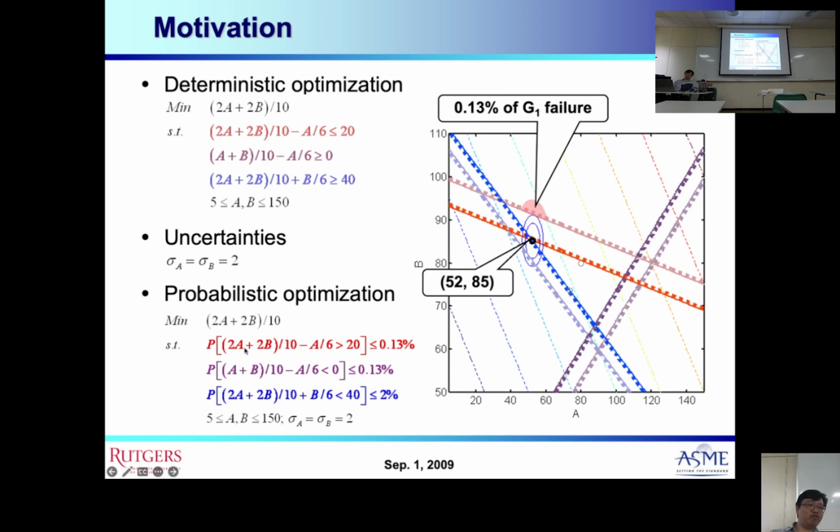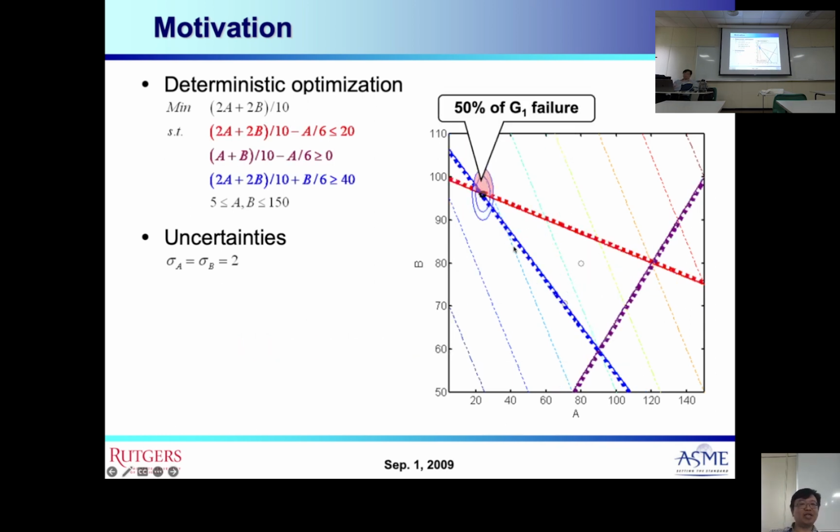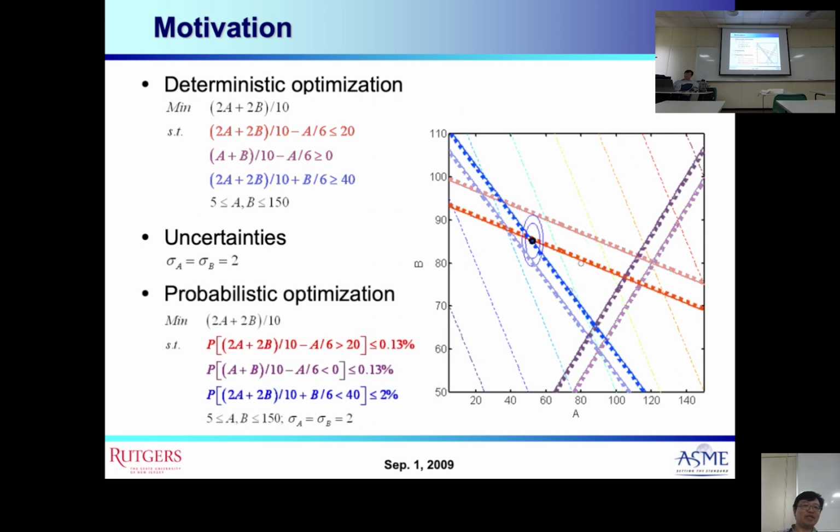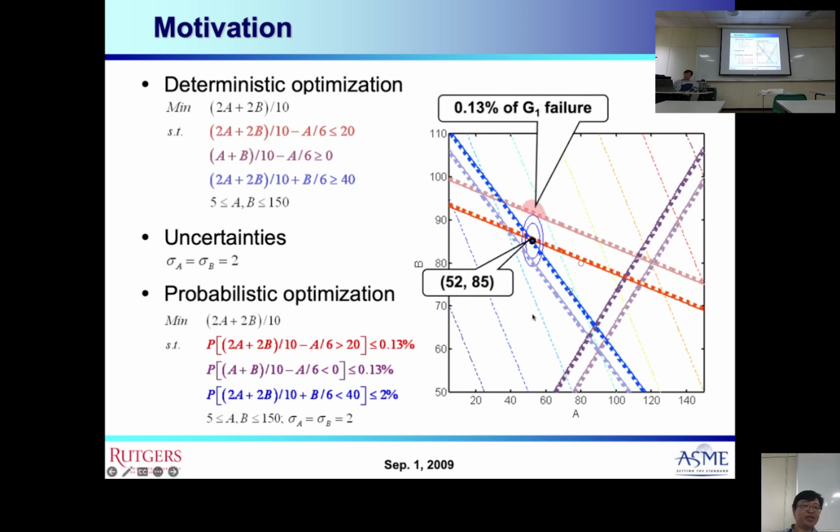If the failure rate of your G1 has to be within 0.13%, you can precisely control it, because the outer contour represents 99.87%, so what's outside is 0.13%. But for G3, if you set the failure rate to be 2%, then the smaller ellipse is tangent to G3, so you can be sure the failure rate is 2%. Nowadays, this is called reliability-based design optimization. This is what I did in my PhD.